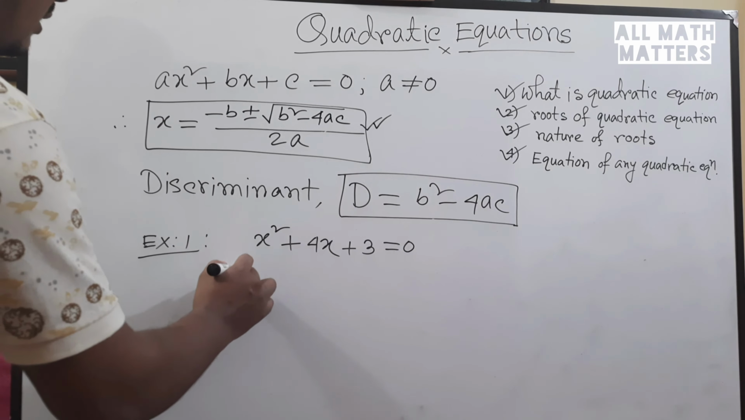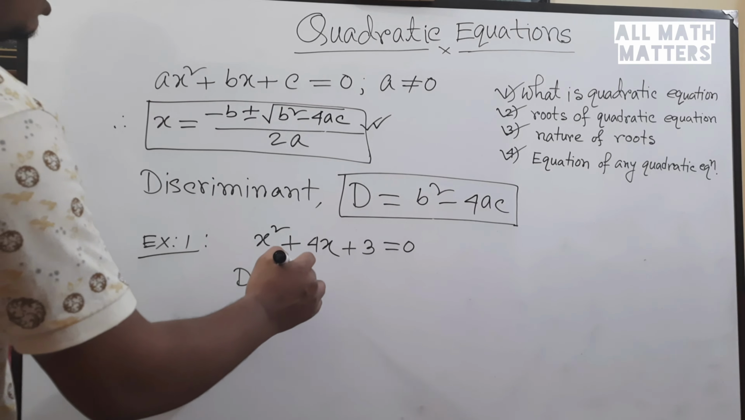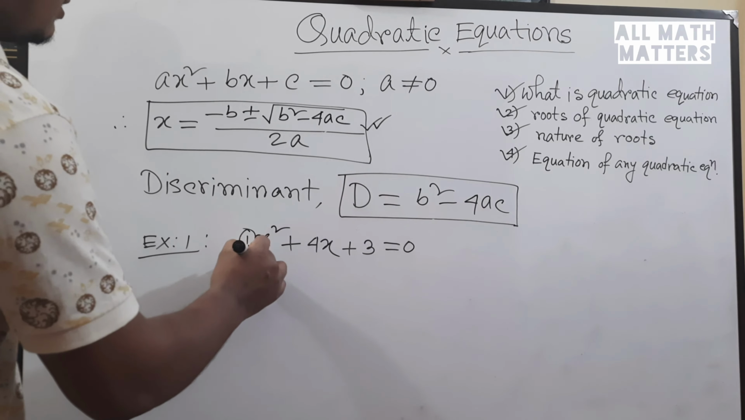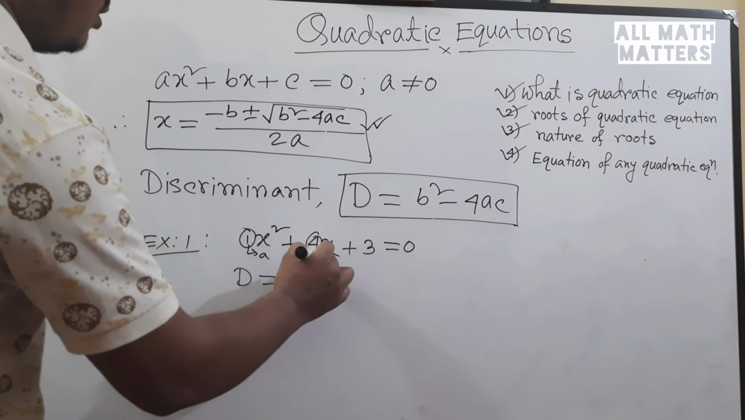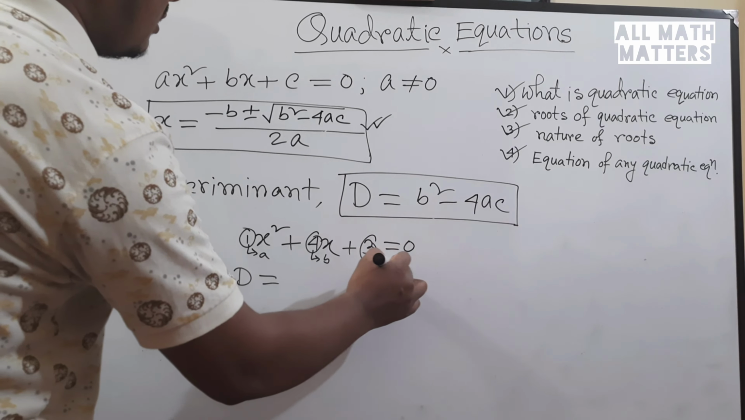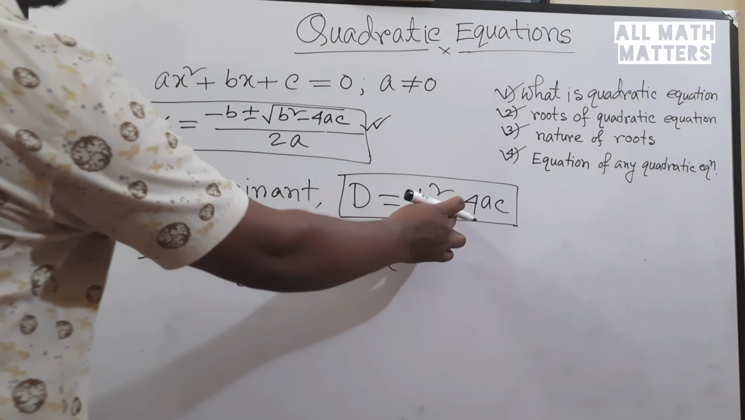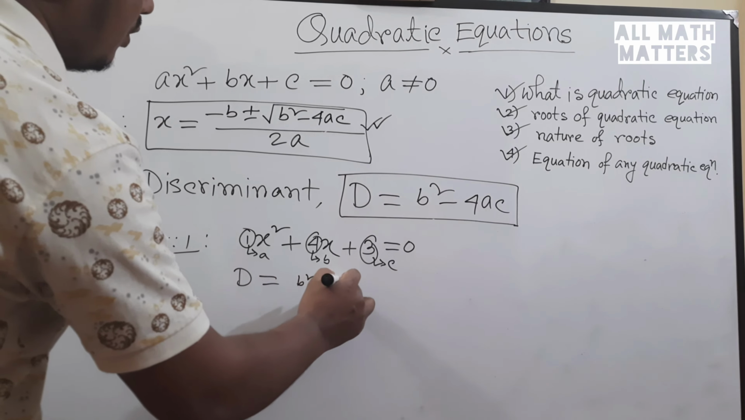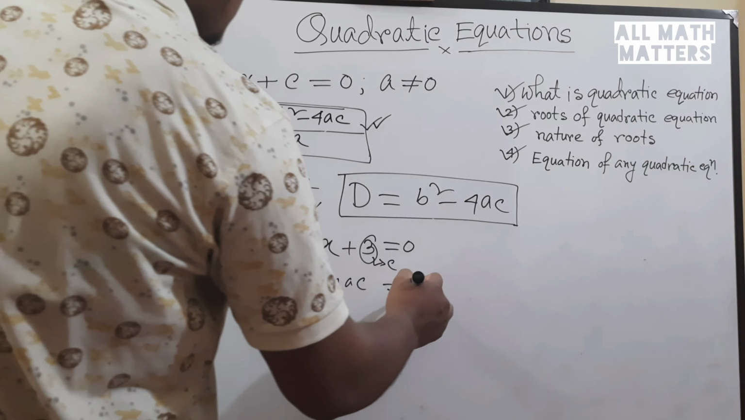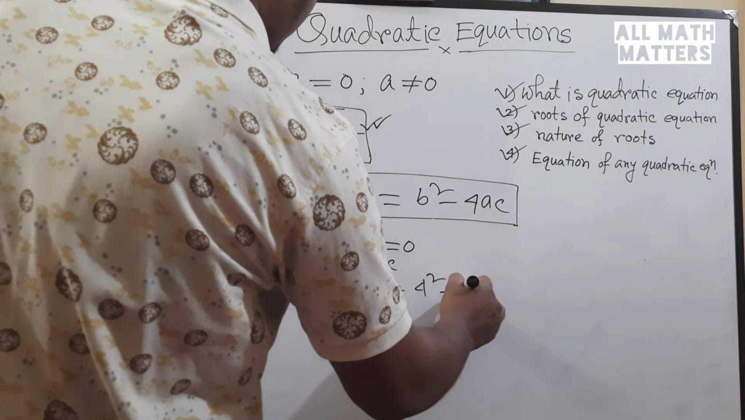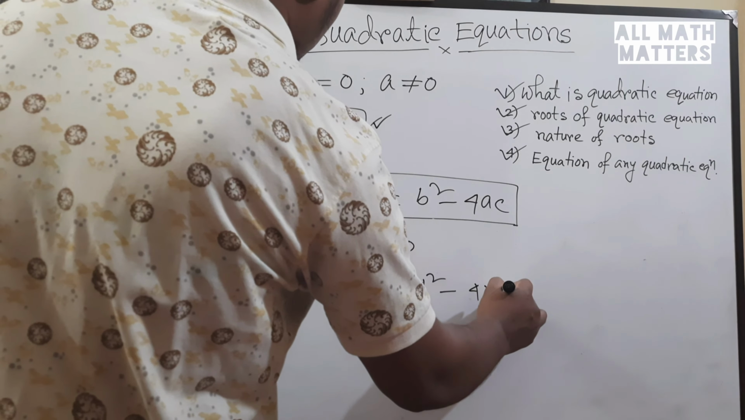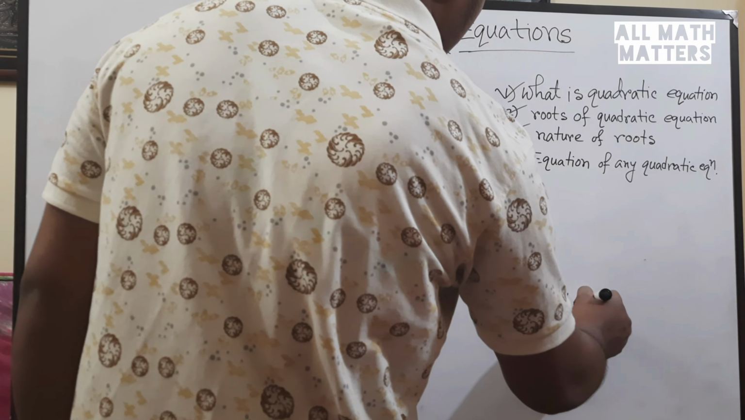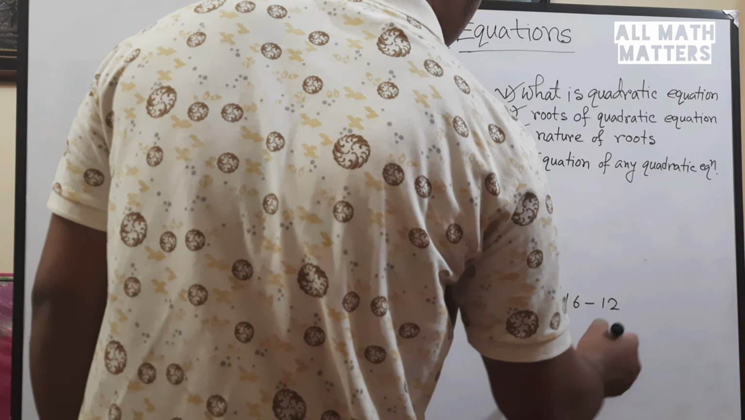So here the discriminant D will be, so look at here, A is 1, B is 4 and C is plus 3. So if we write this formula, then we will get the discriminant will be b square negative 4AC, that means 4 square negative 4 multiple 1 multiple 3, that is 16 negative 12, that is 4.